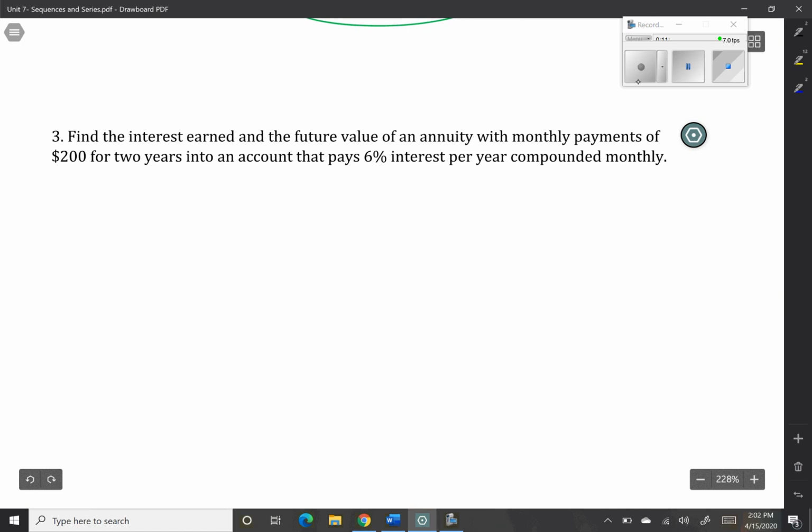So it says find the interest earned and the future value of an annuity with monthly payments of $200 for 2 years, an account that pays 6% interest compounded monthly. So compounded monthly, 6% interest, that's going to be 1 plus 0.06 over 12. That's going to be the number that's in your parenthesis. That's what I'm multiplying every single time I get from one month to the next. So if I clean that number up a little bit, 1 plus 0.06 divided by 12, I get a value here of 1.005.